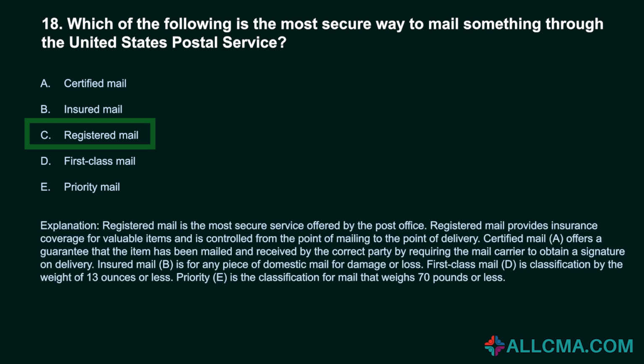Registered mail is the most secure service offered by the post office. Registered mail provides insurance coverage for valuable items and is controlled from the point of mailing to the point of delivery. Certified mail, A, offers a guarantee that the item has been mailed and received by the correct party by requiring the mail carrier to obtain a signature on delivery. Insured mail, B, is for any piece of domestic mail for damage or loss. First-class mail, D, is a classification by the weight of 13 ounces or less. Priority, E, is the classification for mail that weighs 70 pounds or less.